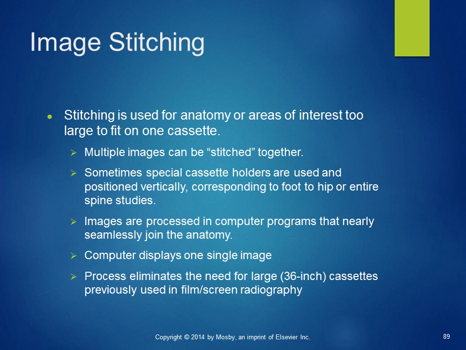Stitching. Stitching is used for anatomy or areas of interest too large to fit on one cassette. Multiple images can be stitched together. Sometimes special cassette holders are used and positioned vertically, corresponding to foot or hip or entire spine studies. Images are processed in computer programs that nearly seamlessly join the anatomy. The computer displays one single image. The process eliminates the need for large cassettes like the old 36-inch cassettes previously used in film screen.